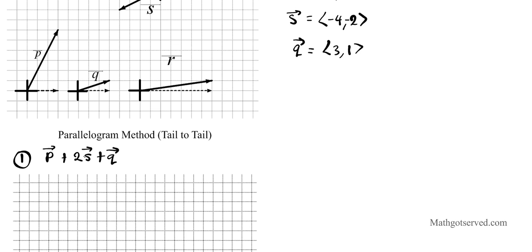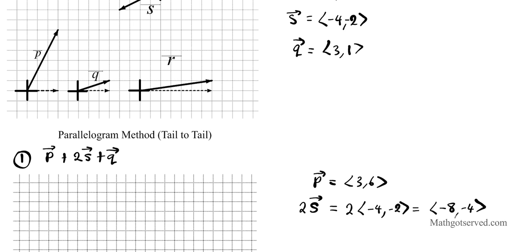So for this problem, we just need vector P. Vector P, we already know what it is. Vector P is simply 3, 6. And then we need 2s. Remember, if you have a coefficient of a vector other than 1 or negative sign, you have to distribute that coefficient or the negative into the vector first before you graph. Okay, so since they have a 2 here, we must double vector s. All right, -4, -2. And then we'll double that, we'll have -8, -4. So this is what we're going to be graphing.